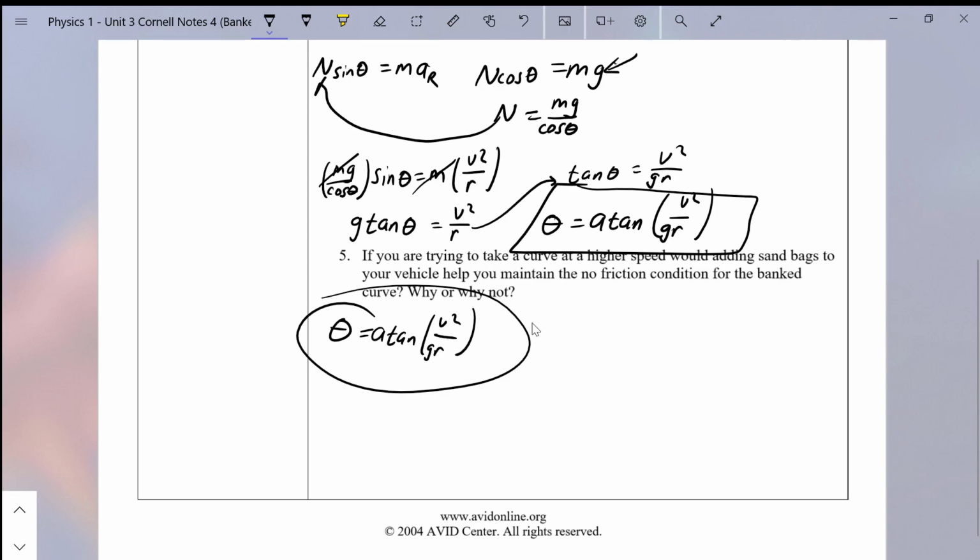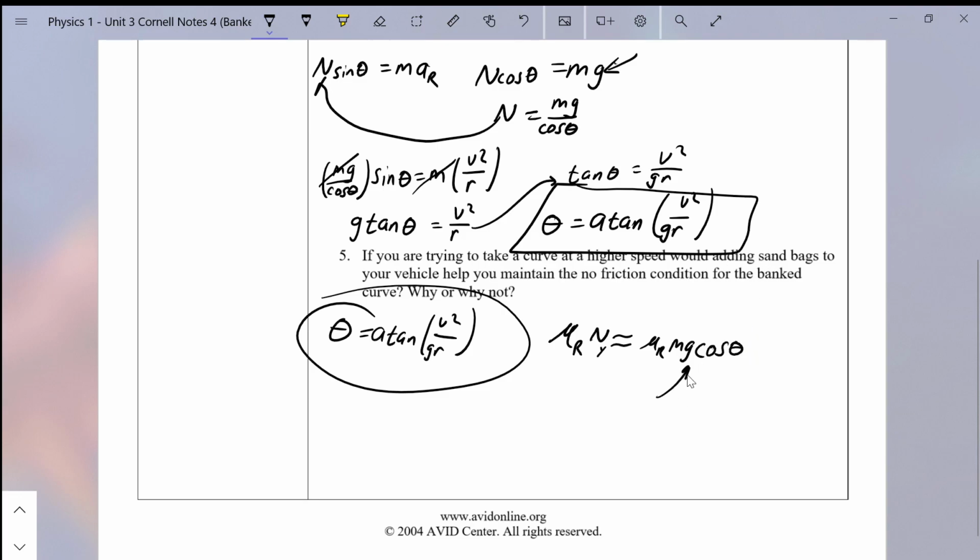The only time that it will help you is if you are expecting to encounter friction, because our friction force goes something like mu sub r times our normal force in the y direction, which is about equal to mu sub r times mg cos theta.